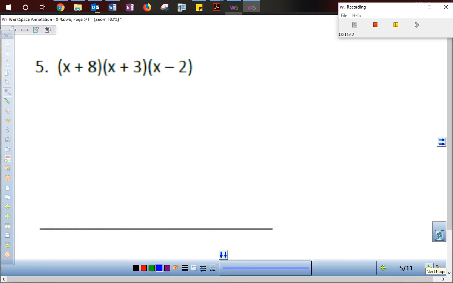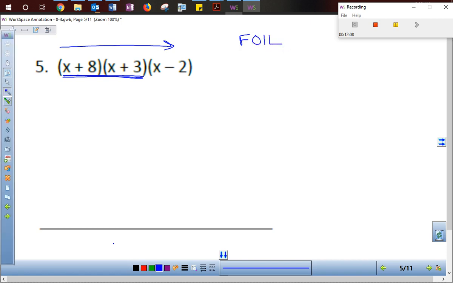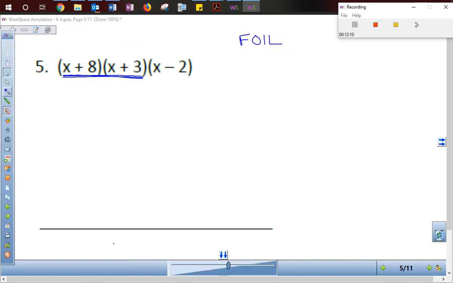On number 5, if you'll notice, we have a binomial times a binomial times a binomial. So this is very important that you follow the order of operations. The order of operations states that when you multiply terms together, you need to go in order from left to right, which means that I need to start by just multiplying these two binomials together. Now remember, when you multiply binomials together, you need to FOIL, which stands for first, outside, inside, last.